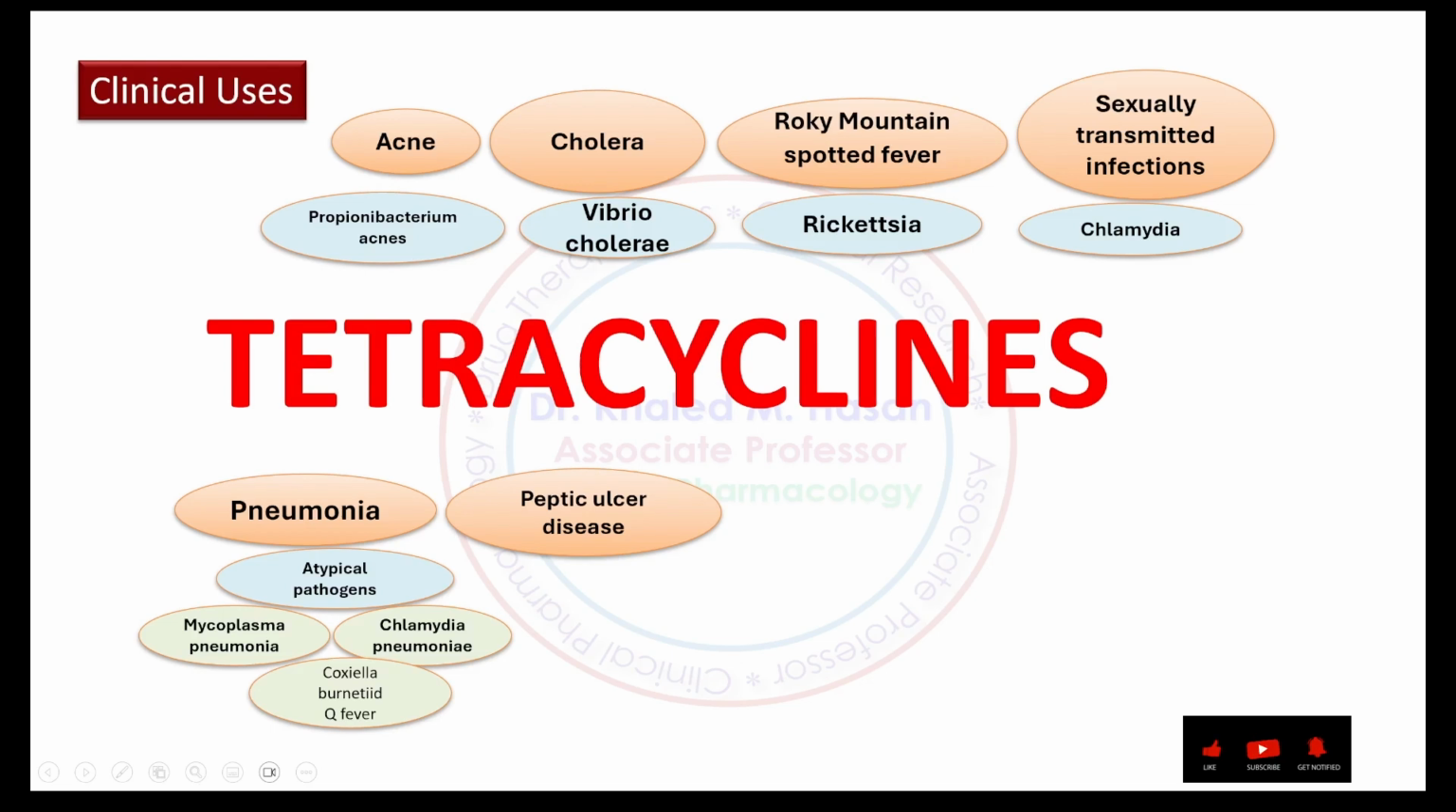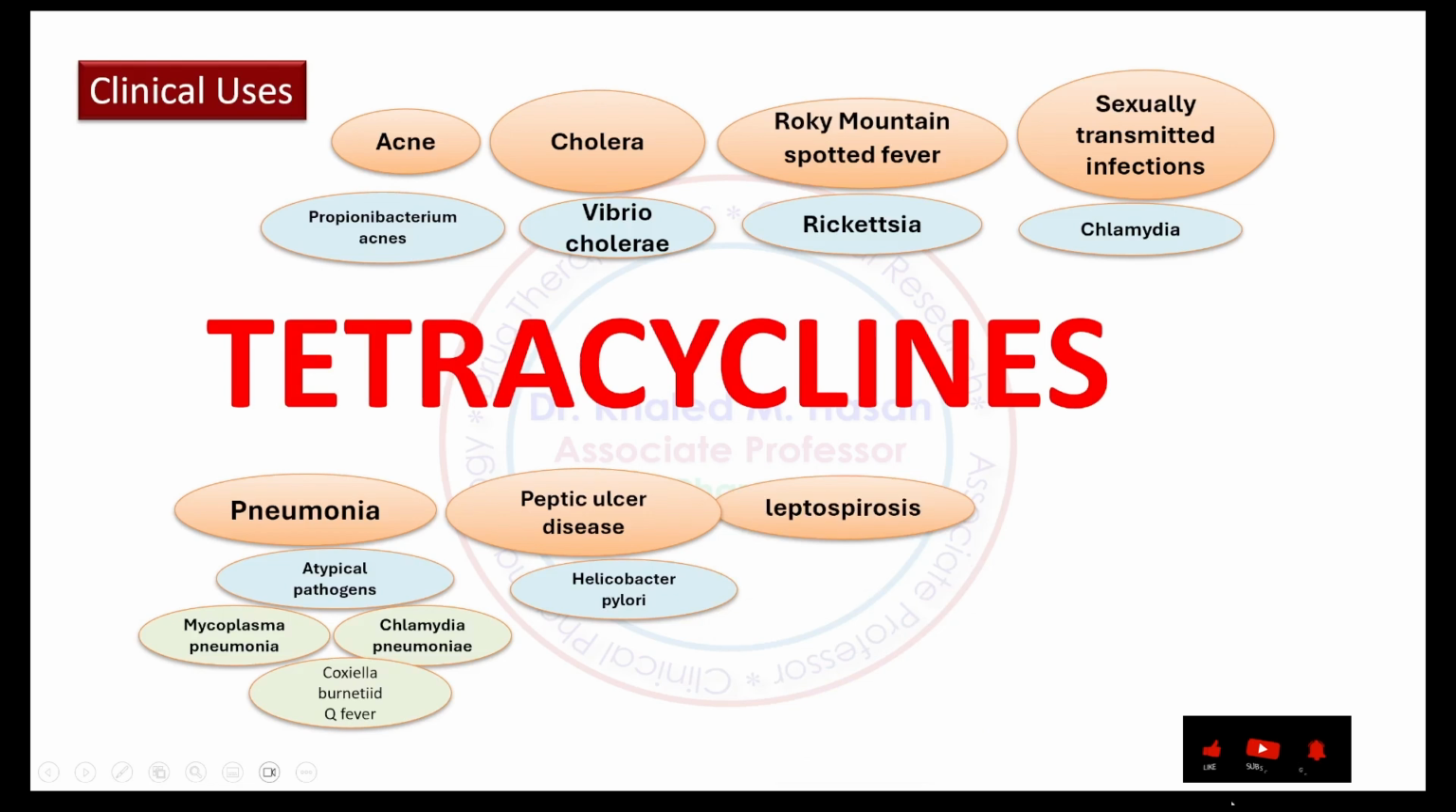Tetracycline could be used for the treatment of peptic ulcer disease as part of a protocol of treatment. It's not alone. We don't use tetracycline alone for peptic ulcer, but we use it as part of a protocol of therapy, like triple therapy or quadruple therapy, because we know that tetracycline is considered an effective medication to treat Helicobacter pylori.